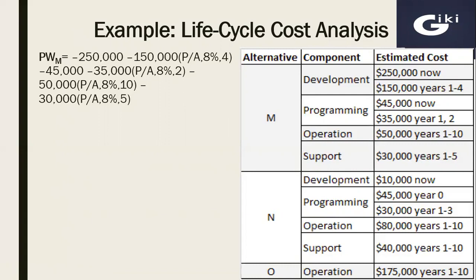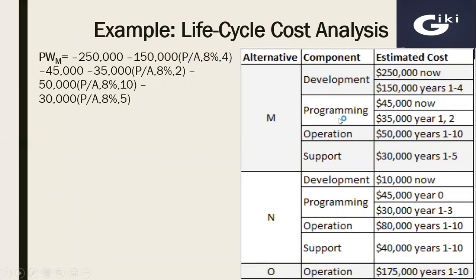Then 150,000 from year 1 to 4. So we have to convert this amount into present amount by using P over A factor. Because these are amounts from year 1 to 4, we can consider these amounts as annual payments. So while converting to present amount, we have to use P over A factor. So 150,000 times P over A factor for 8% and 4 years.